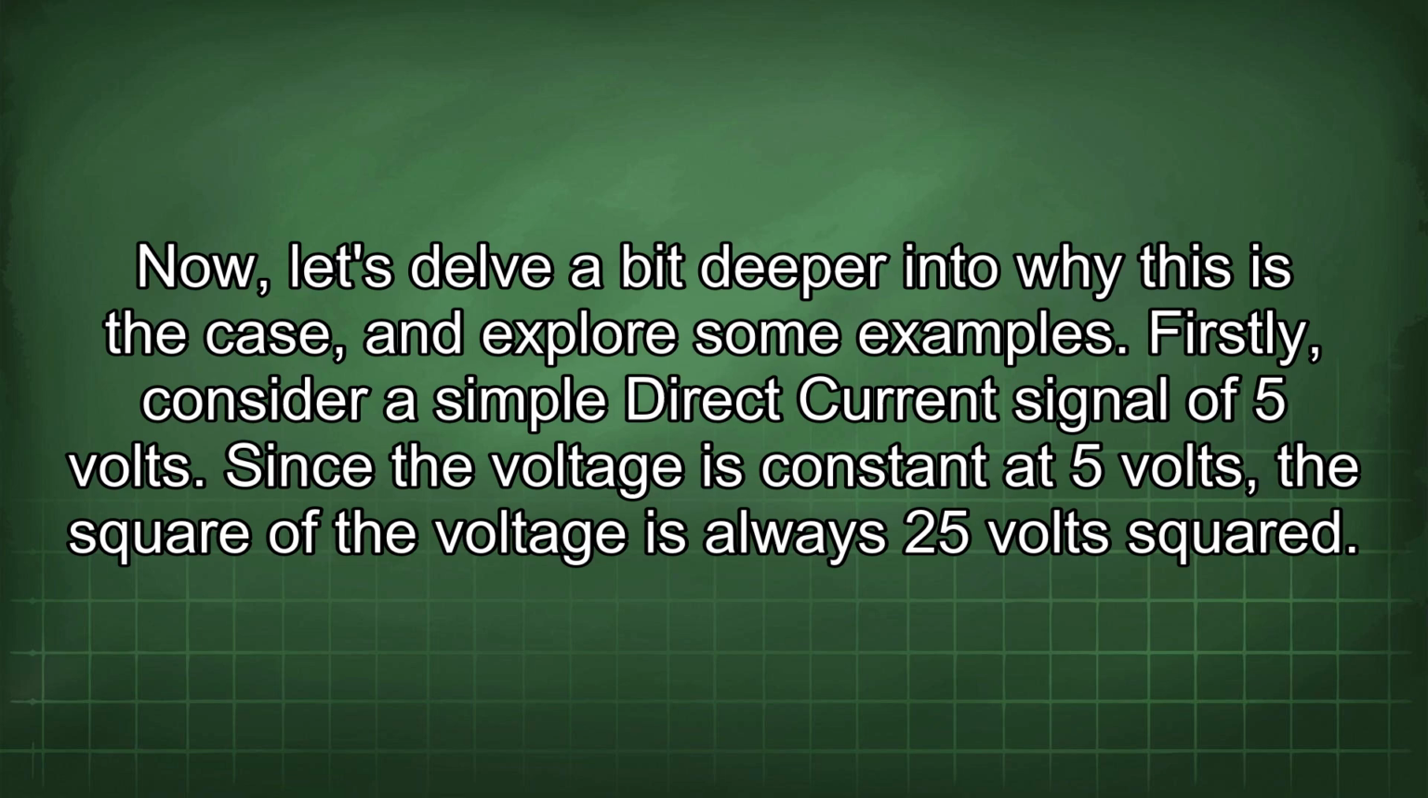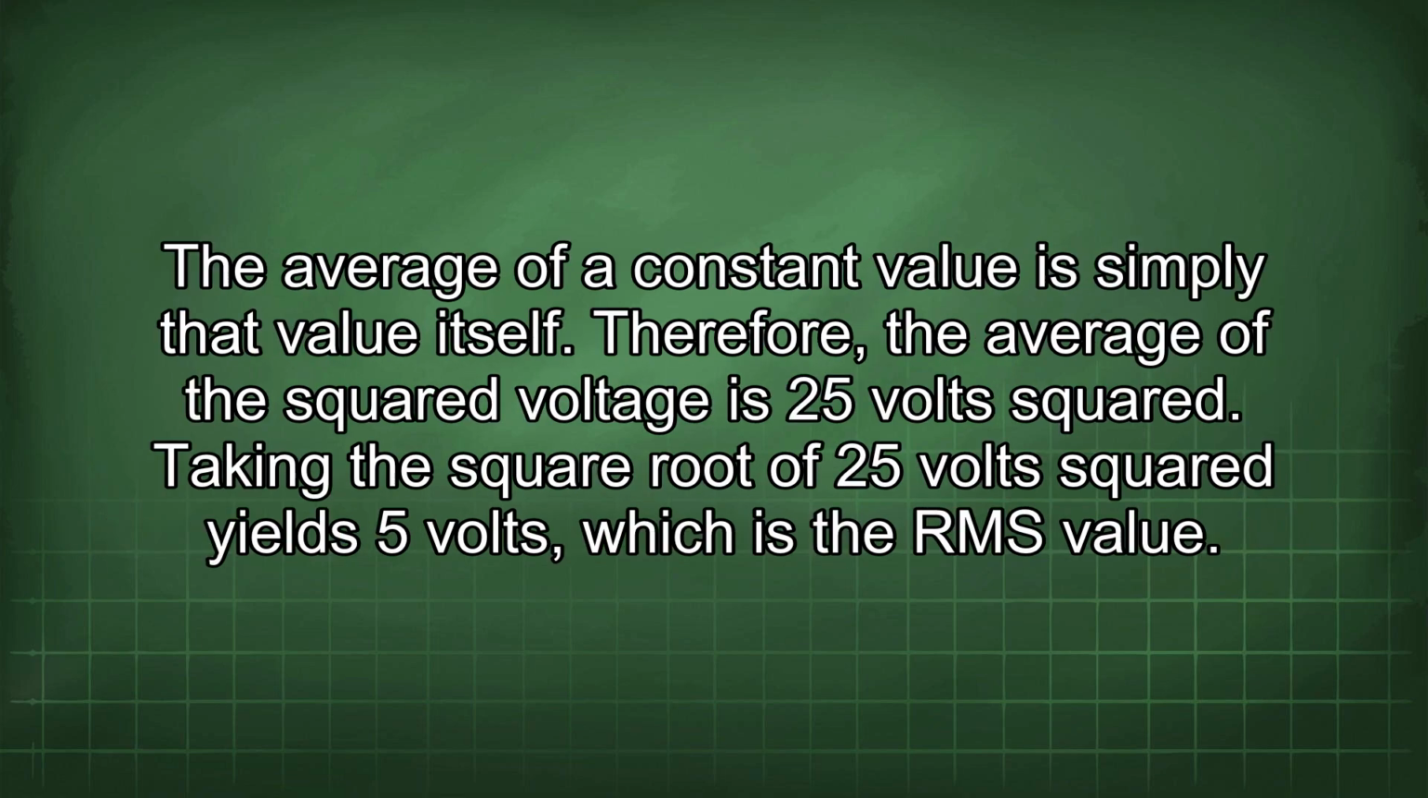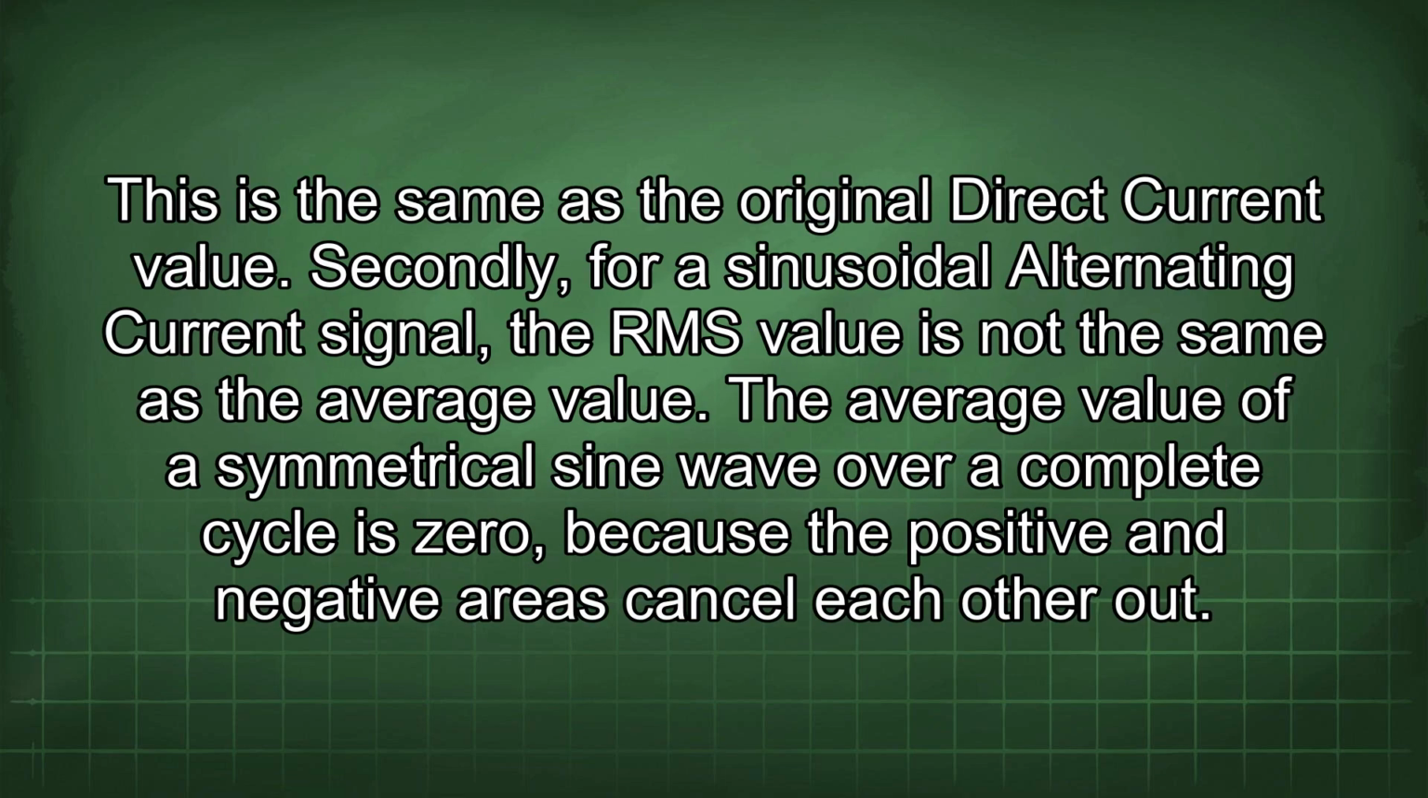Firstly, consider a simple direct current signal of 5 volts. Since the voltage is constant at 5 volts, the square of the voltage is always 25 volts squared. The average of a constant value is simply that value itself. Therefore, the average of the squared voltage is 25 volts squared. Taking the square root of 25 volts squared yields 5 volts, which is the RMS value. This is the same as the original direct current value.